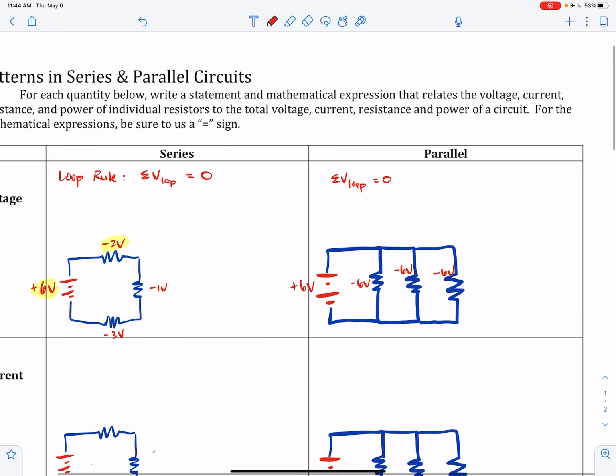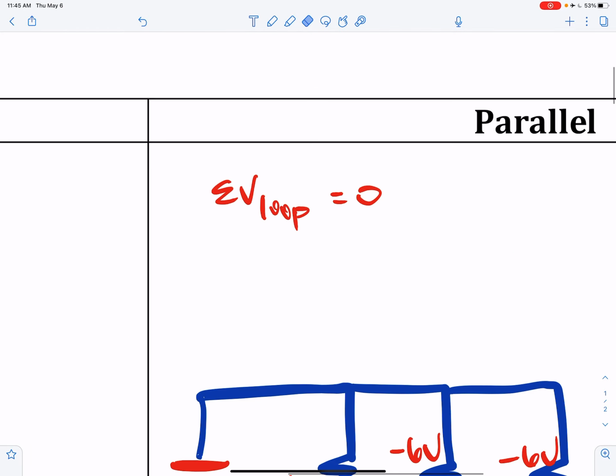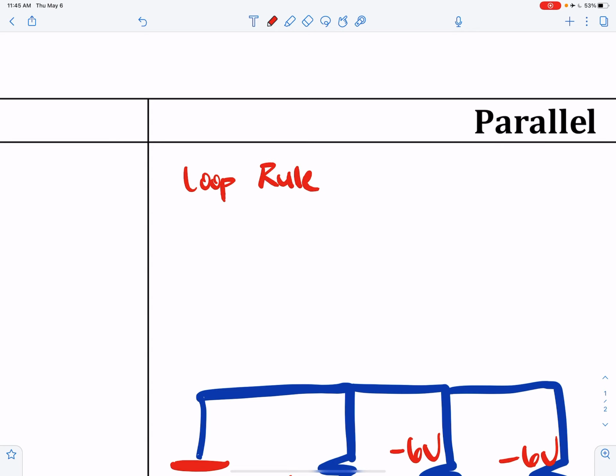All right, so that's the loop rule for series and parallel circuits. The loop rule applies to voltage. And I should probably just say again, this is still called the loop rule, right? The sum of voltages around any loop is 0.